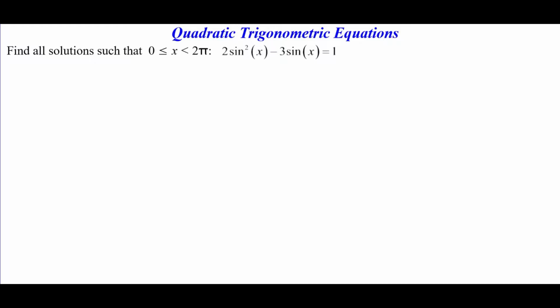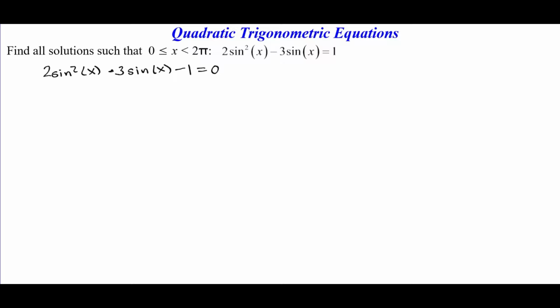Notice you have 2 sine squared, so you have a quadratic and a trig. What we're going to want to do is combine our procedures for quadratics, which means set everything equal to 0, and use our trig procedures as well. So I'm going to start by putting all the terms on one side of the equation: 2 sine squared x minus 3 sine x minus 1 equals 0.